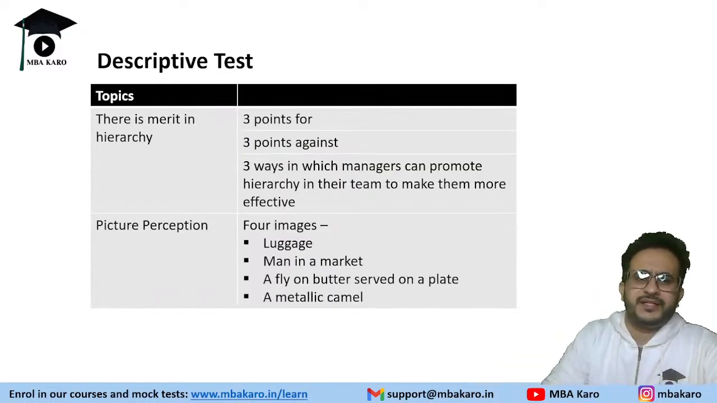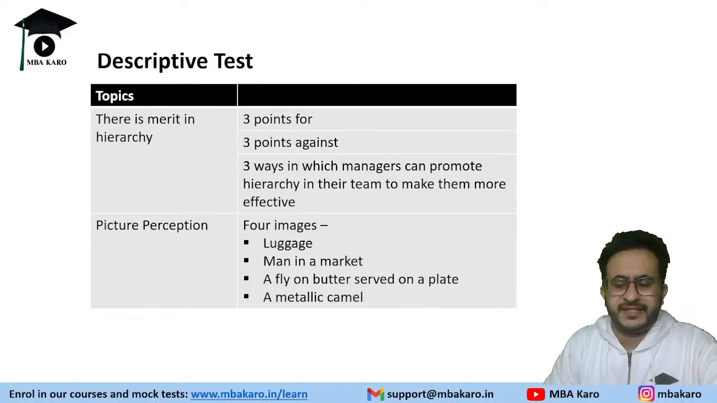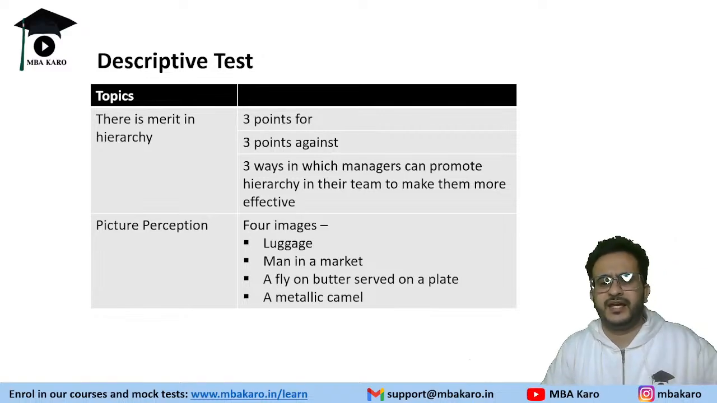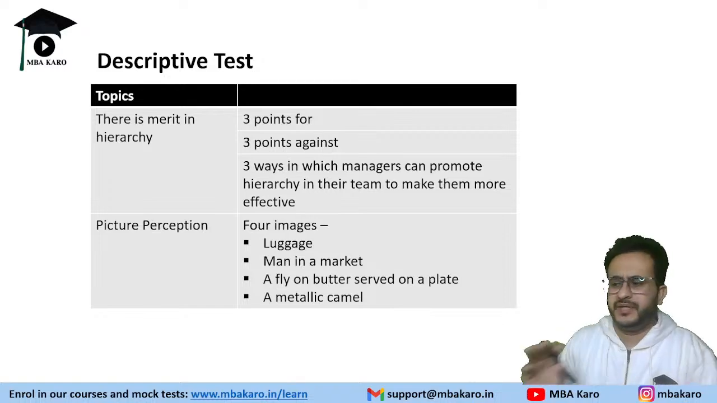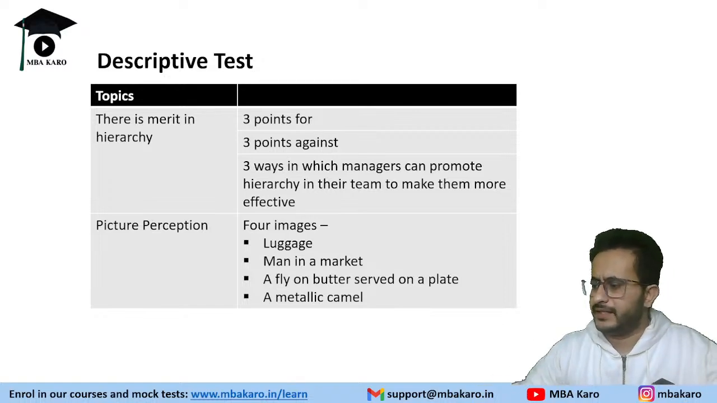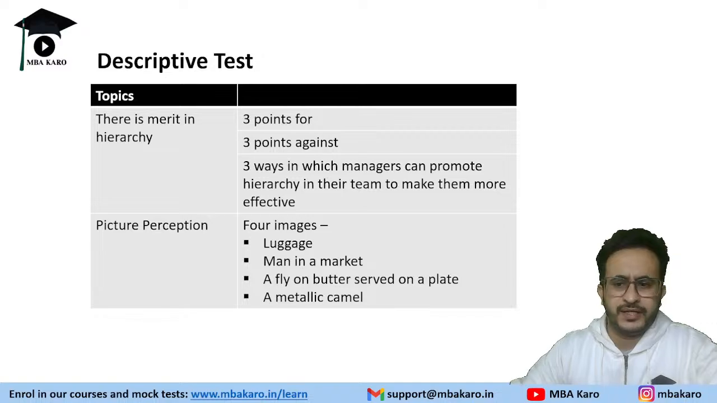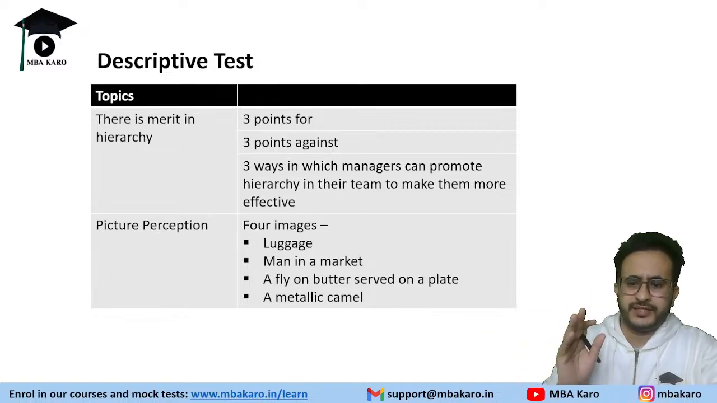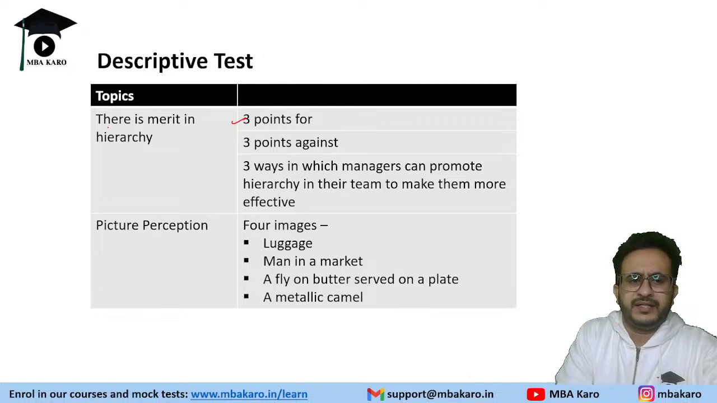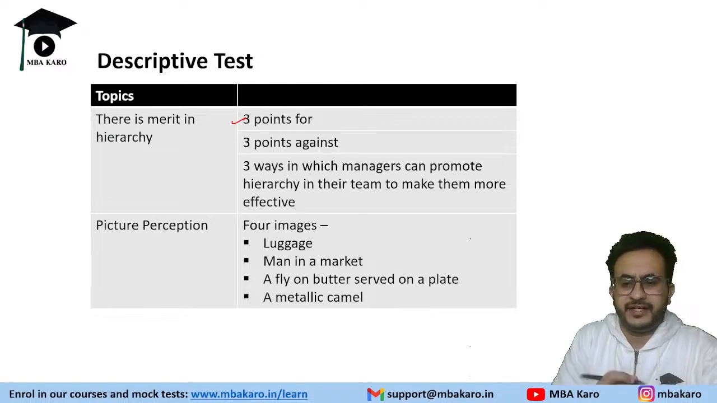Now comes the challenging part, the descriptive test. As I discussed in yesterday's class also, you should be attempting all these questions. Try to attempt as many questions as possible. Every year they give you this kind of thing, with three points. They will give you a statement, and the statement this time was, there is merit in hierarchy.